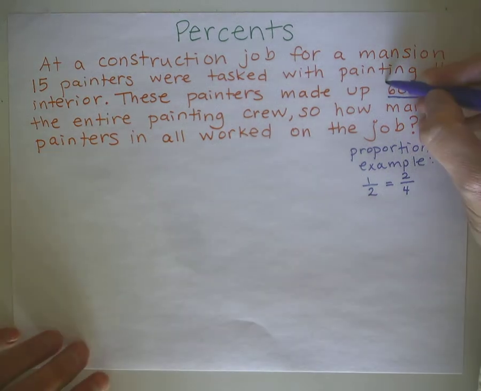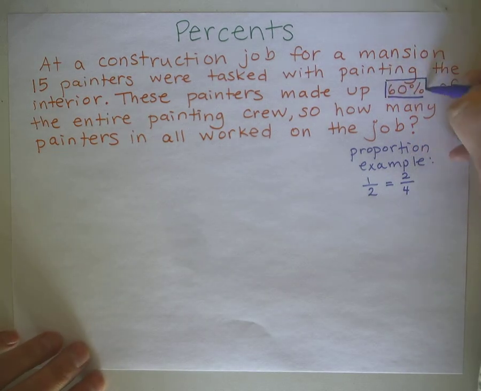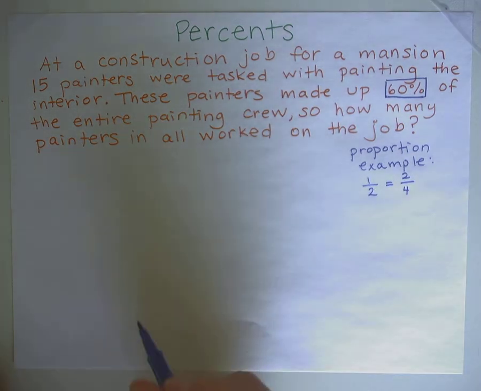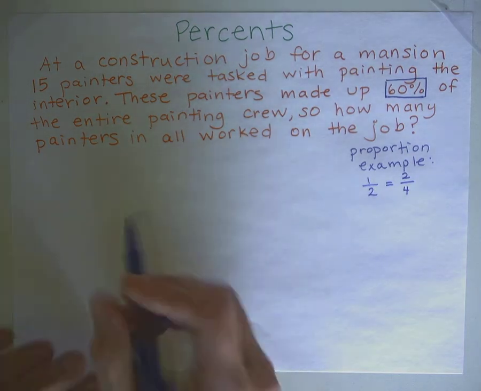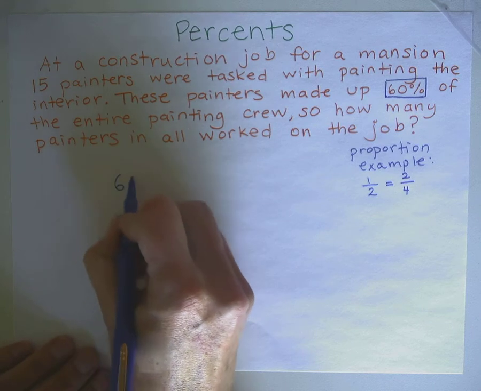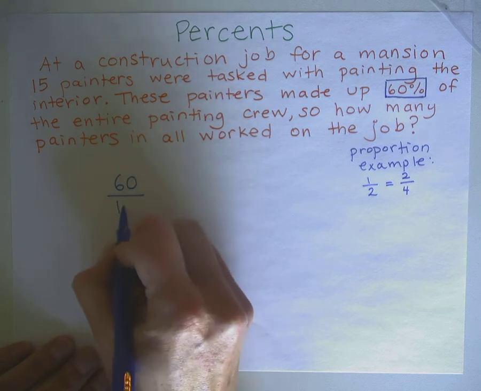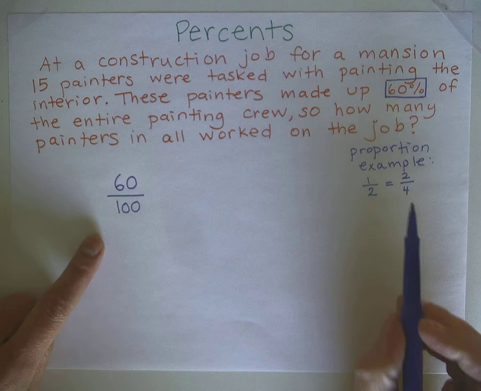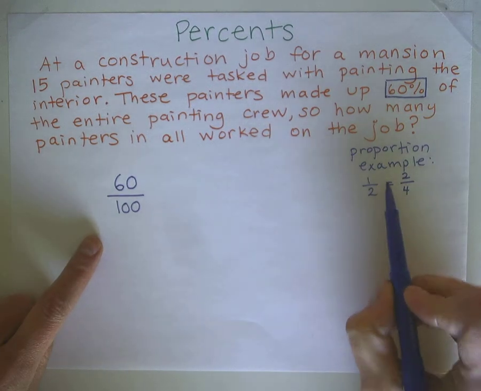So first we know we have 60%. Okay? So we don't need to find a percent in this problem. And we already know that percents are always out of 100. So to start my proportion, I'm going to make 60 out of 100. So that's my percent, written as a fraction, and that's going to be the first half of my proportion.